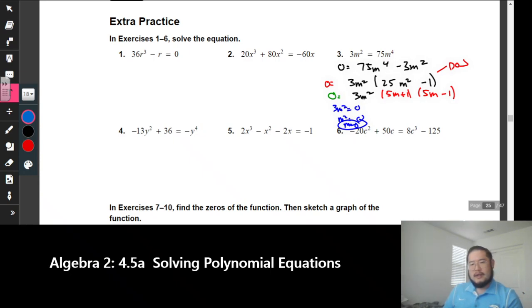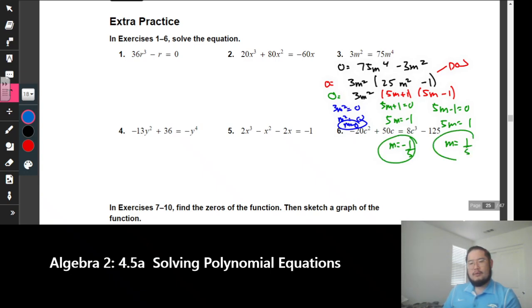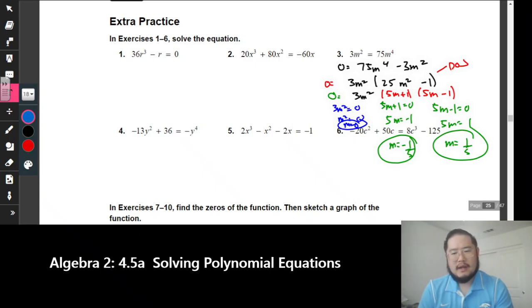All right, so let's go ahead. We'll do this again. 5m plus 1 equals 0. 5m is equal to negative 1. Divide both sides by 5, and m is equal to negative 1/5. If we repeat this over here, 5m minus 1 equals 0. 5m is equal to positive 1 by adding 1 to both sides, and m is equal to positive 1/5. So once again, we've got 3 solutions. All right. Let's take a look next. Let's look at number 5.